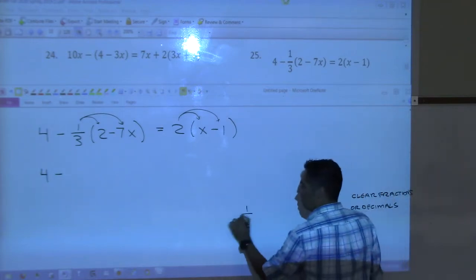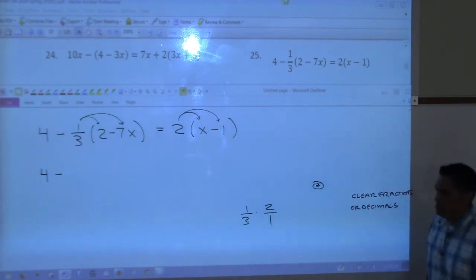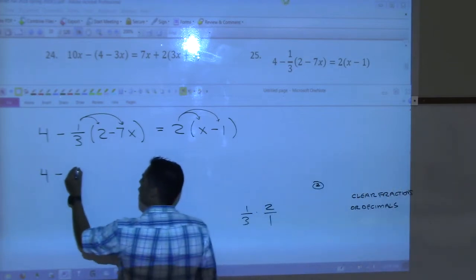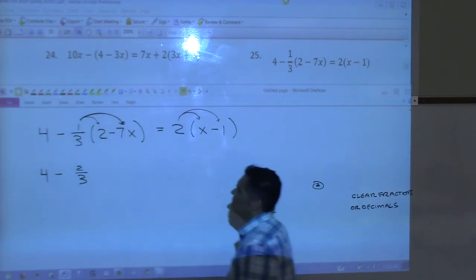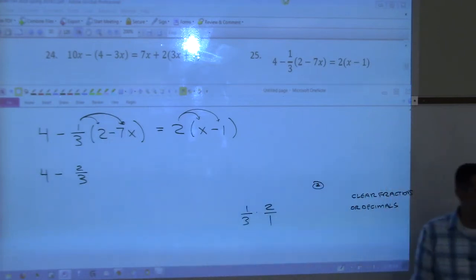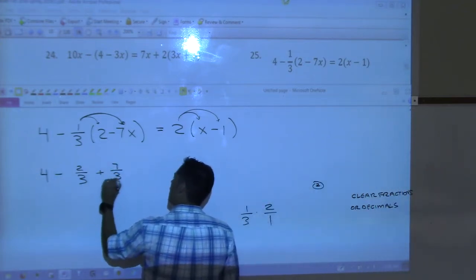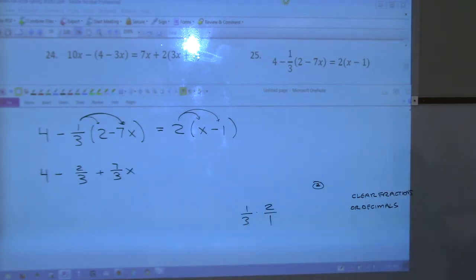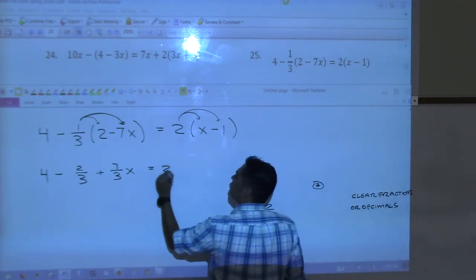So you're doing 1/3 times 2, right? So 2 over 1. You just go straight across and you get 2 over 3. So this is going to be minus 2/3. And then when you do here to here, it's a minus and a minus being multiplied together. So you should get a plus 7 over 3. And you'll want to put 7 over 3 with the x attached to it. And then now I can move to the other side of the equation. I've got 2x minus 2.